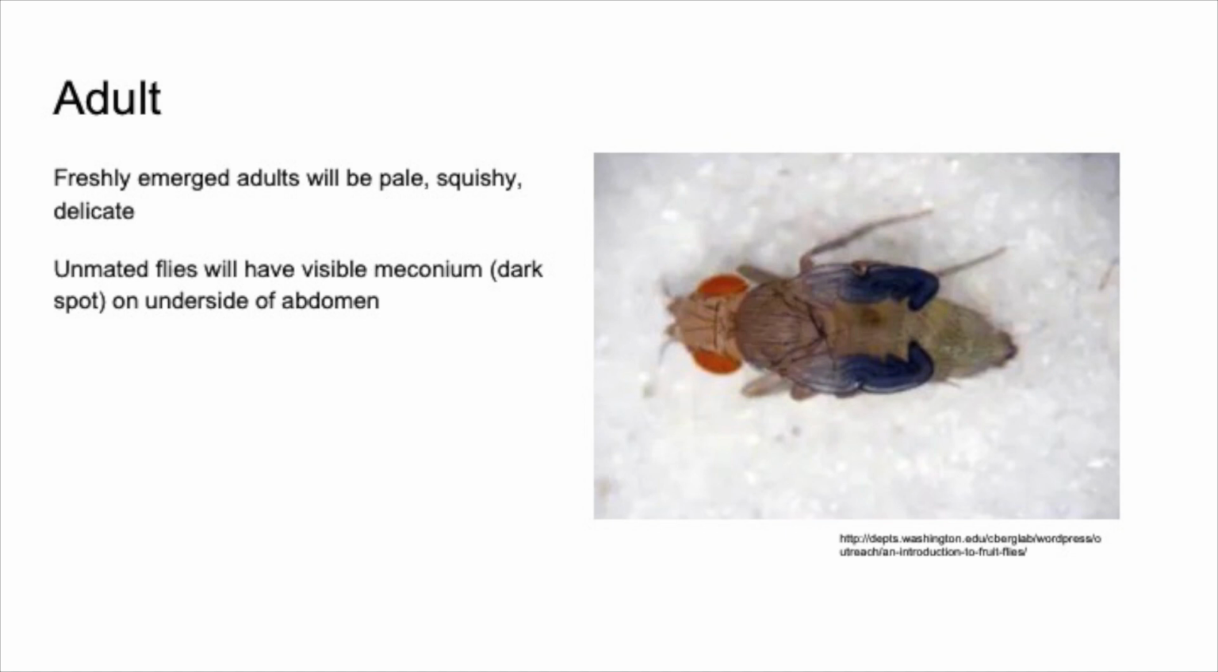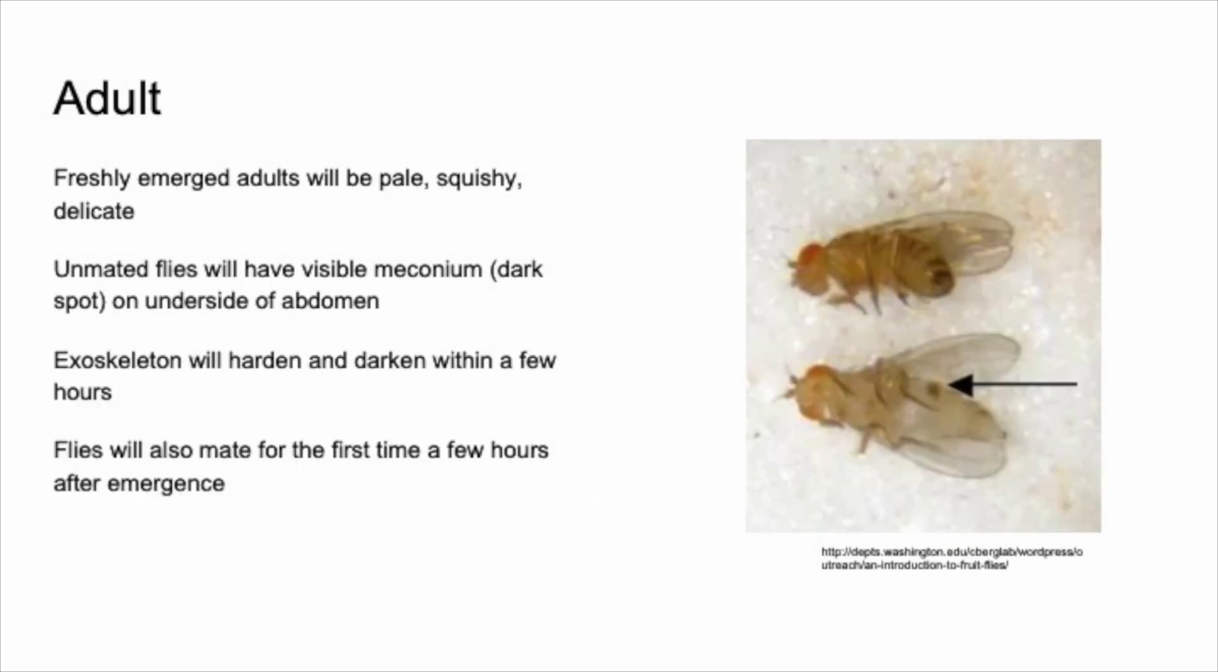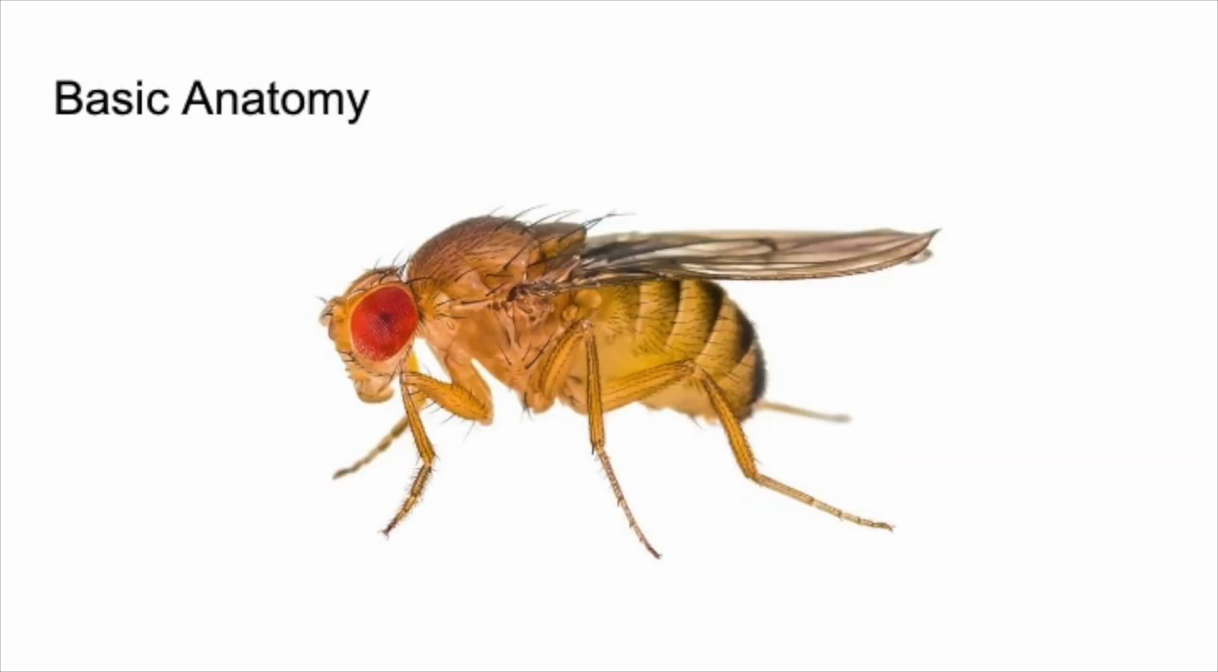Right after they emerge, the freshly emerged adults will be very pale, very squishy, and very delicate. These unmated flies will have a visible meconium, or dark spot, on the underside of their abdomen. The adult flies will begin to harden after a couple of hours. After approximately 6 to 10 hours, these flies will mate for the first time after their exoskeleton has hardened completely. This is what a normal adult fruit fly looks like.